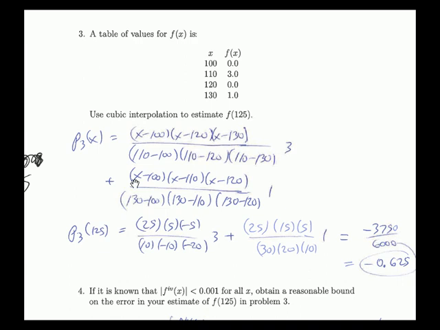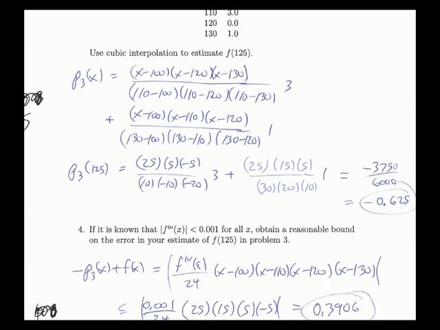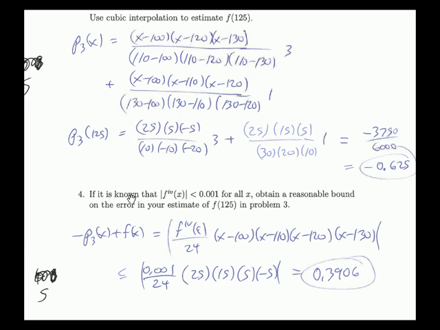So you just plug in x equal 125, you get minus 0.625, and then get a bound. You can predict what I'm going to ask next: get a bound on the error. If I didn't specify what the f was, but I'm telling you that its fourth derivative is less than 0.001, so fourth derivative is less than 0.001 over 4 factorial times x minus each of those points. X is 125, so there's the bound on the error.